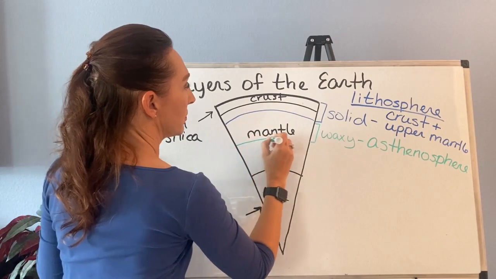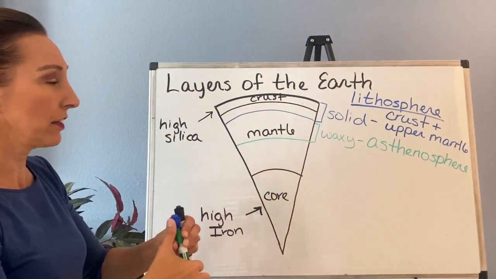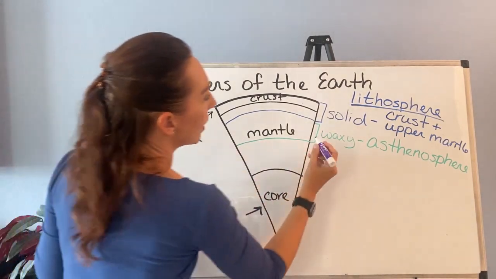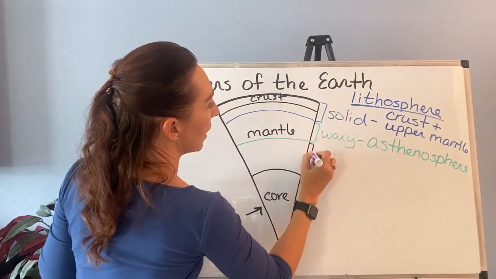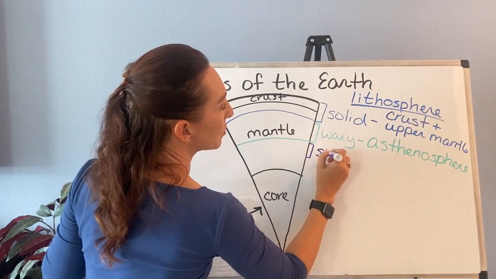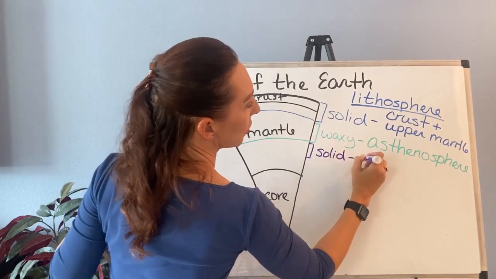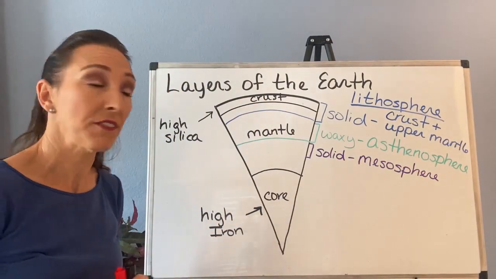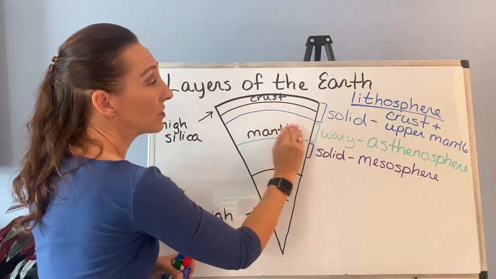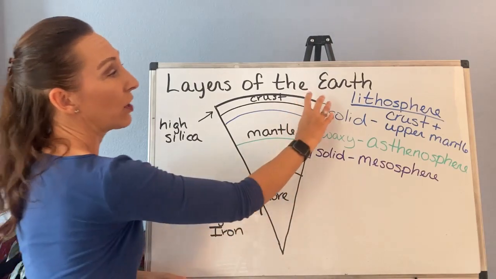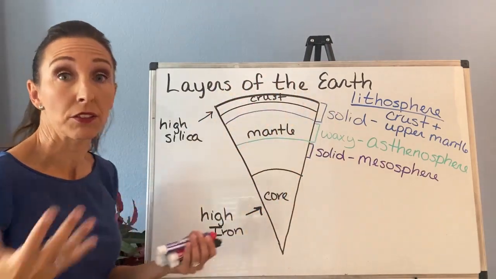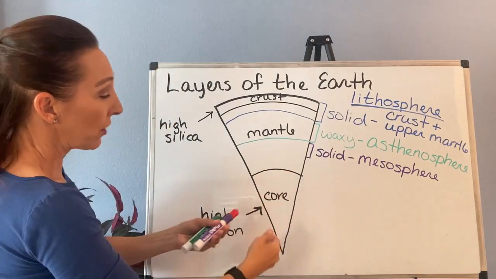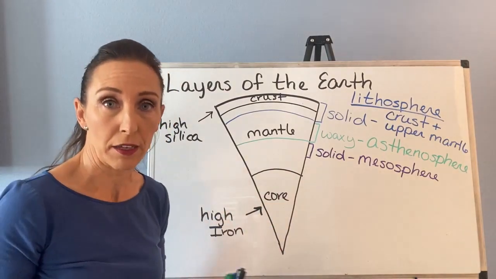So that's in here. And then we actually hit a layer below here. Use my purple. And this is going to be kind of more solid again, so more rigid. And so this is called the mesosphere. What we're really going to care about is the fact that this waxy asthenosphere layer is going to allow the solid crust and upper mantle to kind of move around when we start talking about plate tectonics.